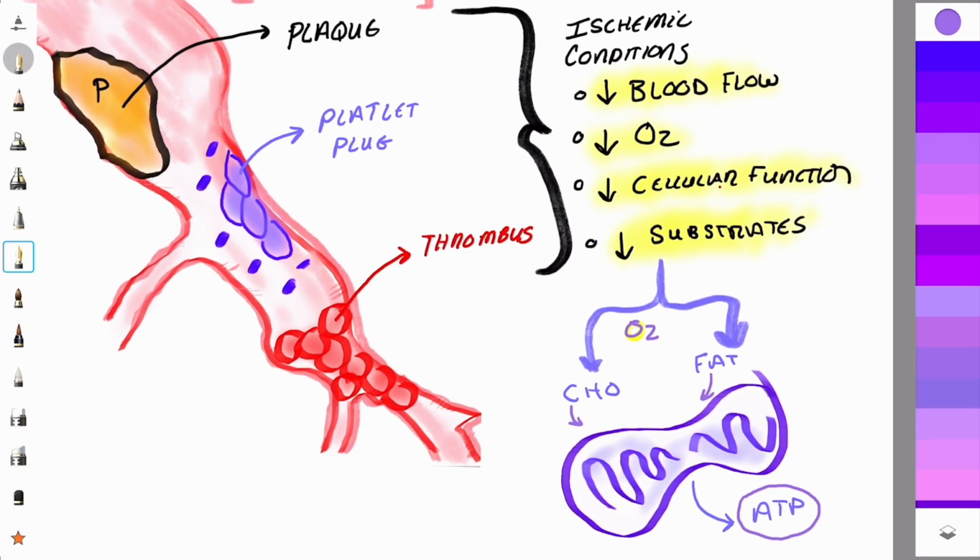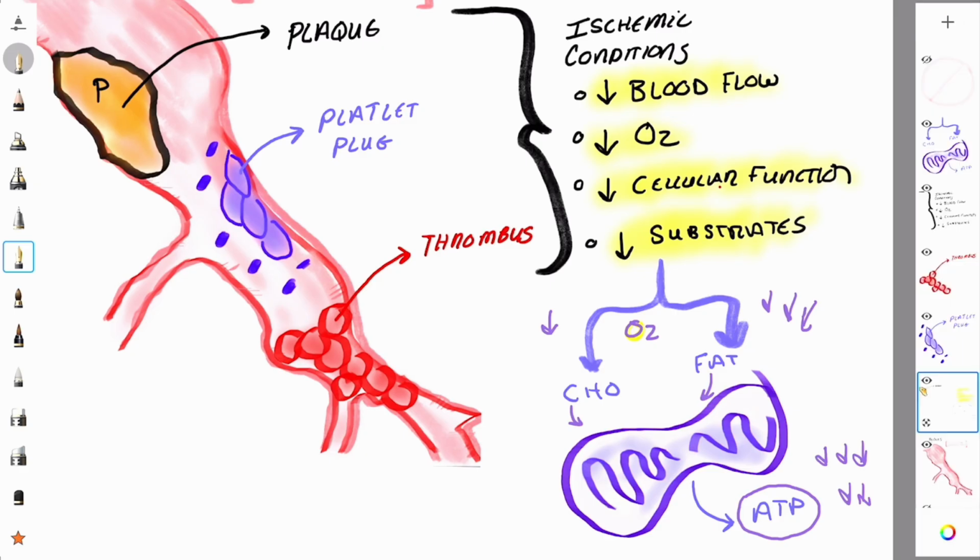And I mentioned earlier that it's going to compensate. It's going to try to come up with an overcompensation mechanism to fix this. Because if all of this is decreasing and we're not getting oxygen and we're not getting substrates, well, now we're not getting ATP, and that is going to be problematic. ATP production in the heart is going to drop.